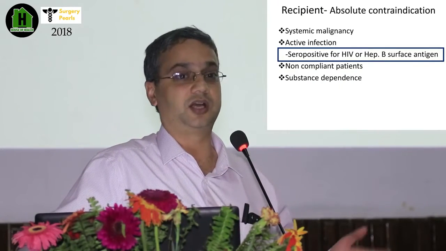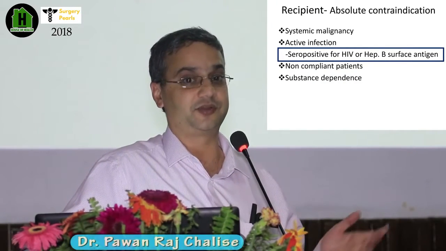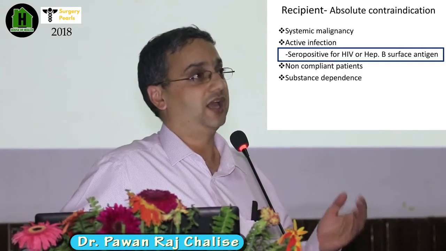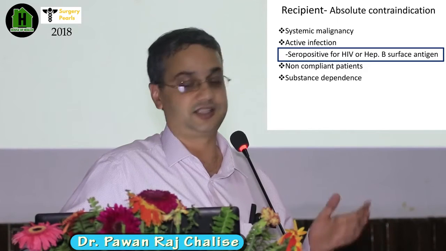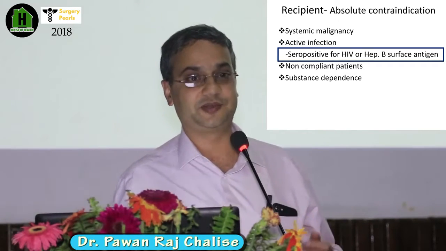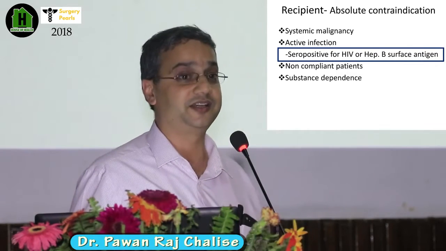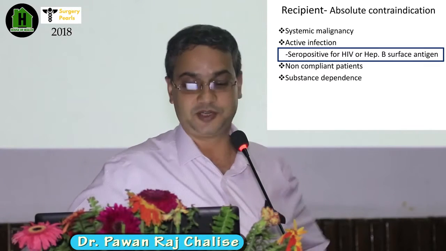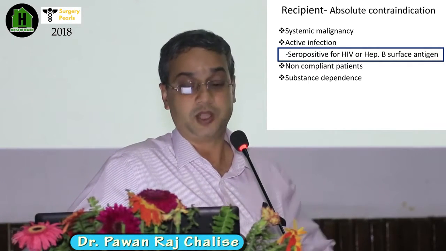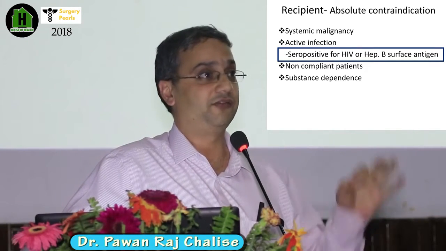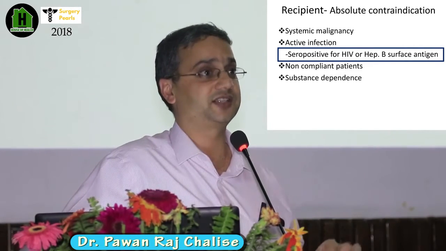Residents should know about the absolute contraindications for kidney recipients in kidney transplantation. Those recipient contraindications are systemic malignancies and active infections. Seropositive HIV and hepatitis B were considered absolute contraindications, but now they have become relative. So people are doing transplants in HIV patients and hepatitis B positive patients. A non-compliant patient, obviously, if the patient is not committed to lifelong anti-rejection drug treatment, is not a candidate for transplantation.